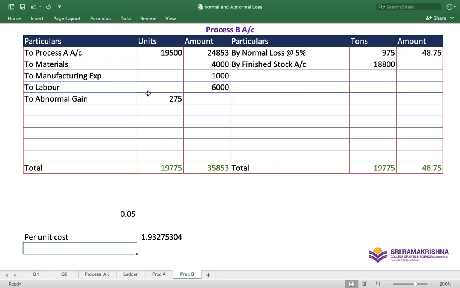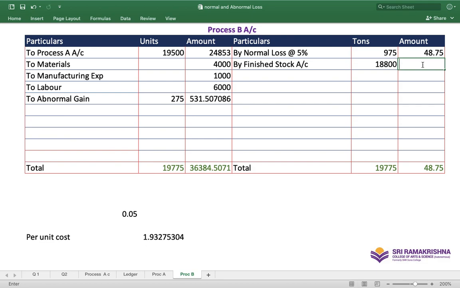So the abnormal gain you will be valuing at 275 into 1.9, so it is 531 rupees 50 paise. The other side, finished stock is also valued at 18,800 into 1.9327. There will be some differences in fractions, never mind. So you can keep this as 531.50, and this is 36,335.75. Thank you.